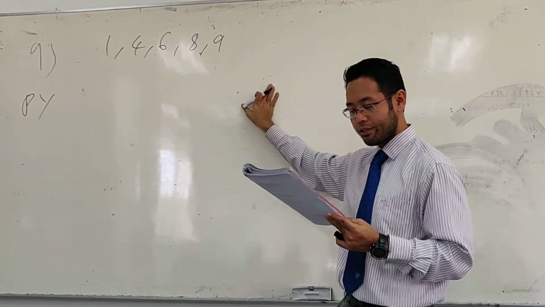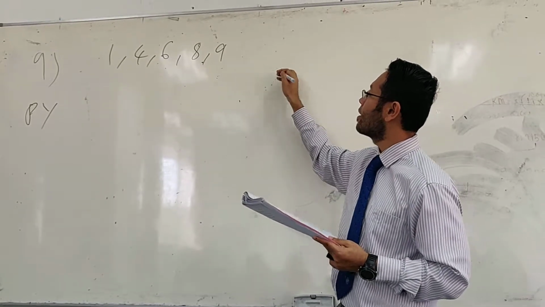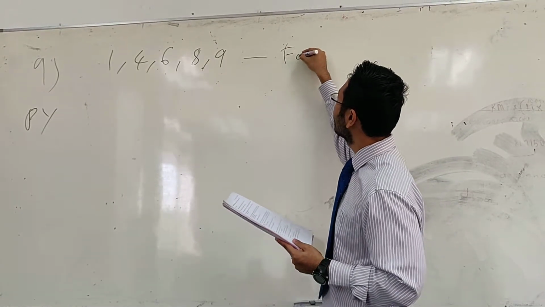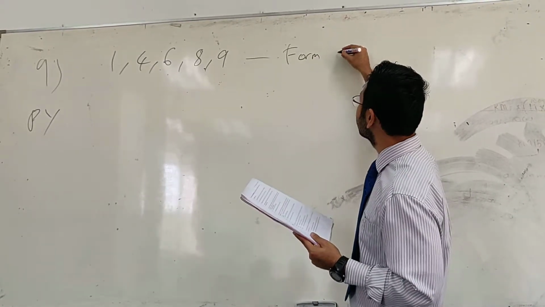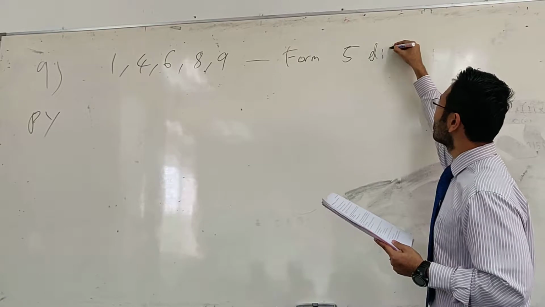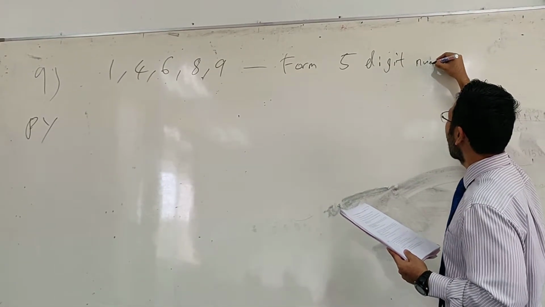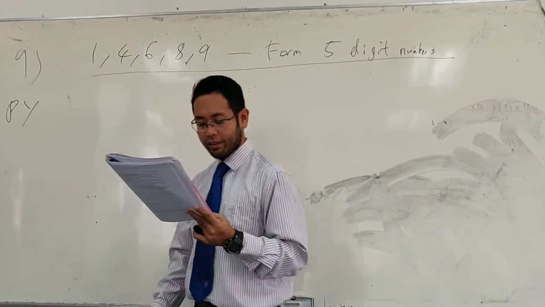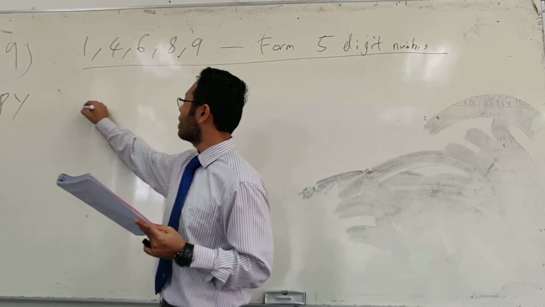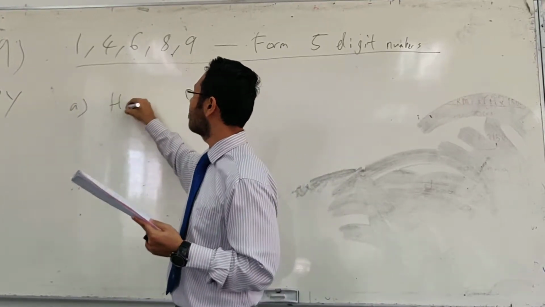So let's try this question. We are given 5 digits here, 1, 4, 6, 8, 9, and we want to form 5 digit numbers. Let's begin. The first one is the simplest of all. How many numbers can be formed?